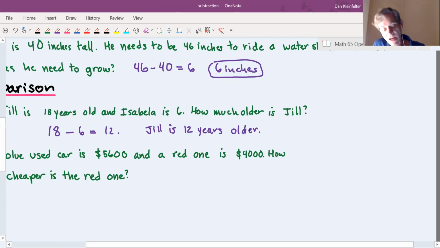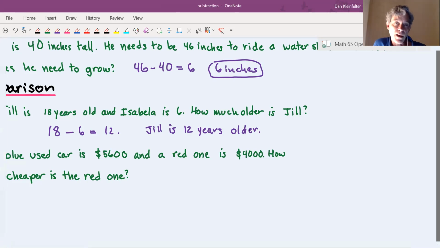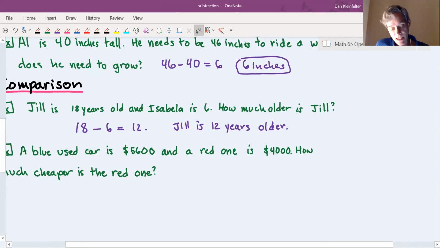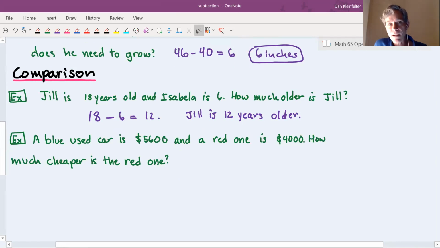Okay, again, we're not taking anything away, right? We're not taking some of Jill's years and giving them to Isabella, and we're not trying to add something. We're not trying to say, okay, we're going to give some years to Isabella, but instead we're comparing two values. We know one's bigger and we want to know how much it's bigger.